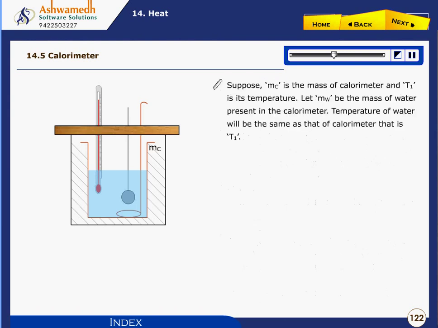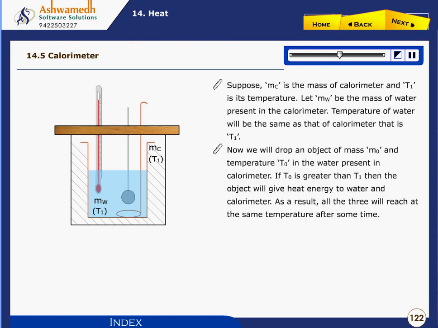Suppose mc is the mass of calorimeter and T1 is its temperature. Let mw be the mass of water present in the calorimeter. Temperature of water will be the same as that of the calorimeter, that is T1. Now, we will drop an object of mass m0 and temperature T0 in the water present in the calorimeter.